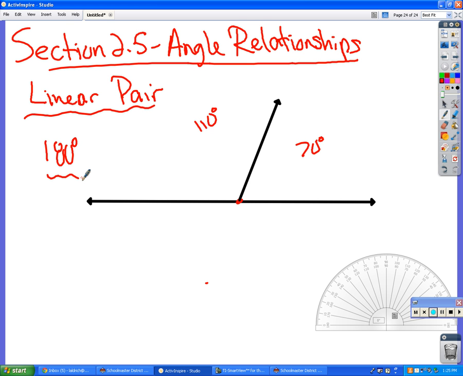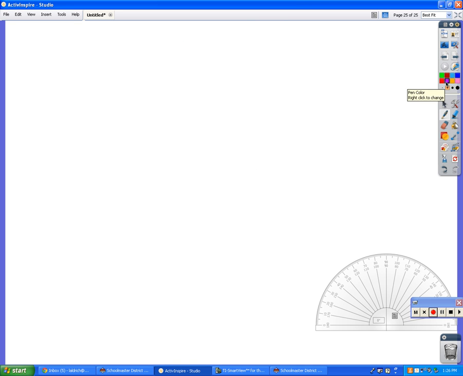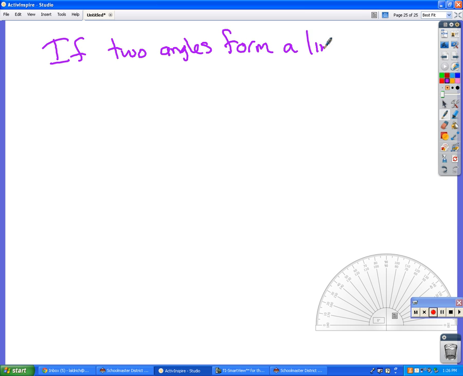And why is that the case? Because a straight line is 180 degrees. So, two different kinds of reasoning there that we just used. One was inductive reasoning, and we used inductive reasoning when we said if two angles form a linear pair, then what's true about them? Then they are supplementary.